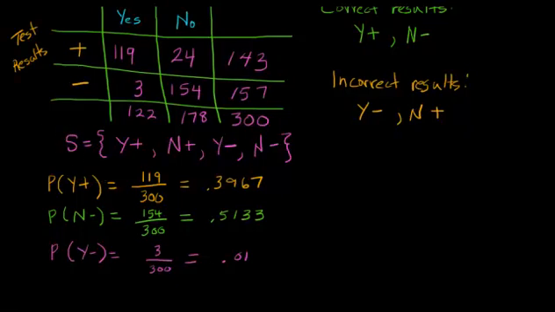And then finally, the other incorrect outcome was that no, they did not use, but for some reason the test said they did. And there were 24 people in the intersection of no and positive results. 24 out of 300. And that terminates at 2 decimal places. Okay, so now we have all 4 probabilities.